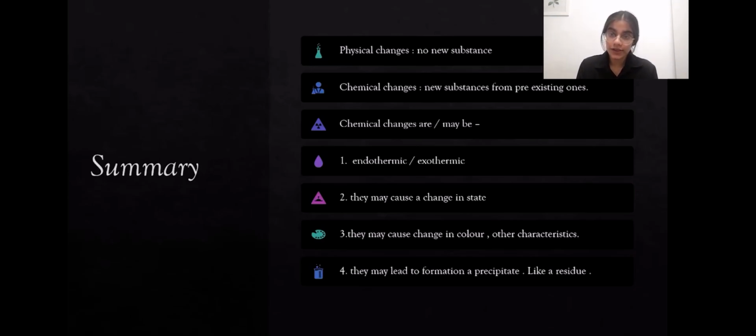Sometimes chemical changes may lead to the formation of a precipitate, like a residue. For example, when we mixed sodium sulfate with barium chloride solution, we got a precipitate of barium sulfate, which was white in color.